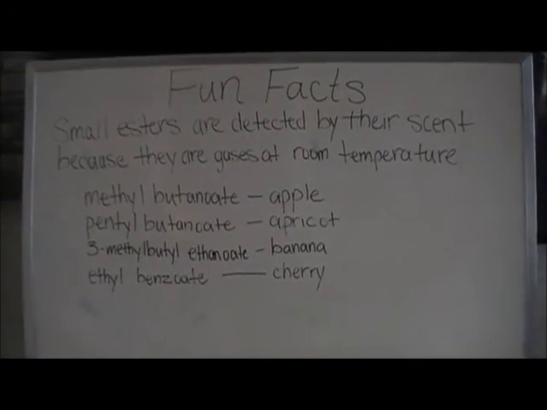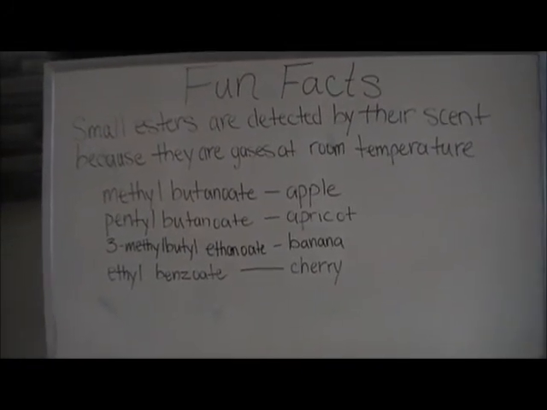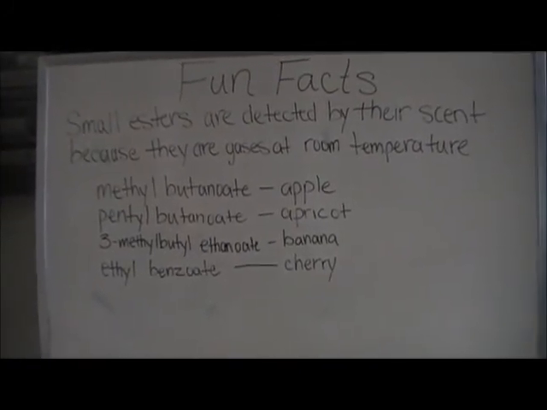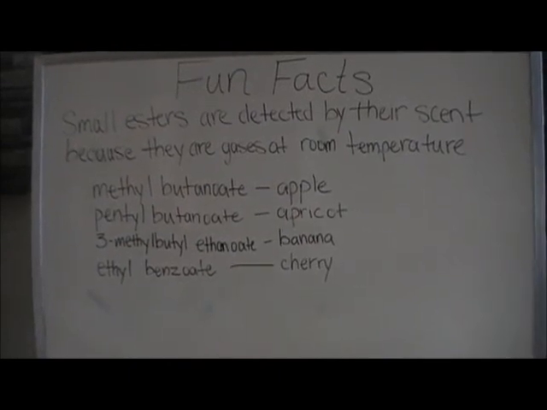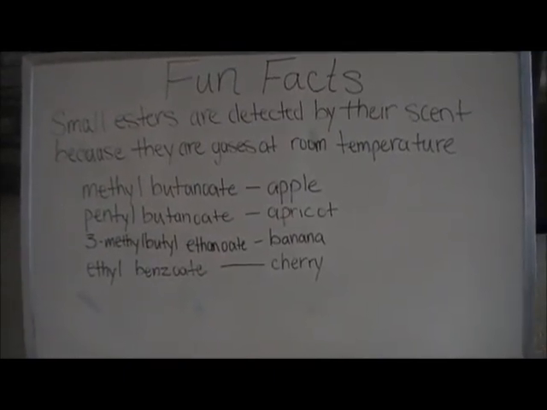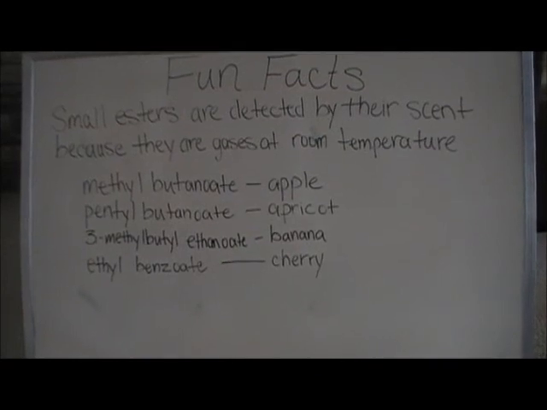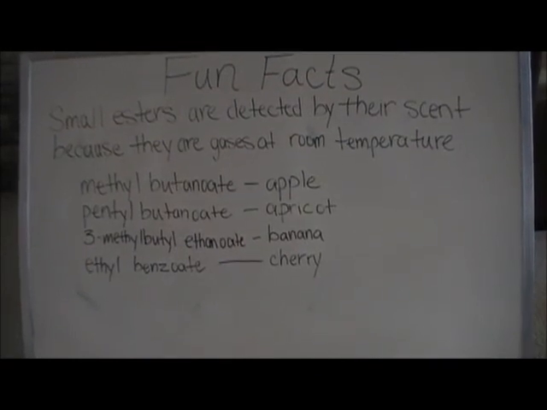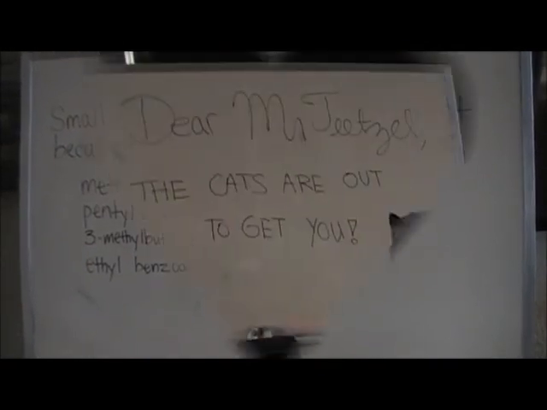Fun facts! Small esters are detected by their scent because they are gases at room temperature. Methyl butanoate has a scent of apple, pentyl butanoate has a scent of apricot, 3-methylbutyl ethanoate has a scent of banana, and ethyl benzoate has a scent of cherry.